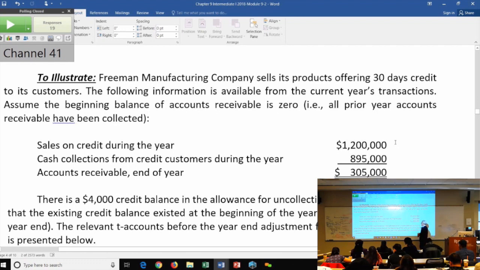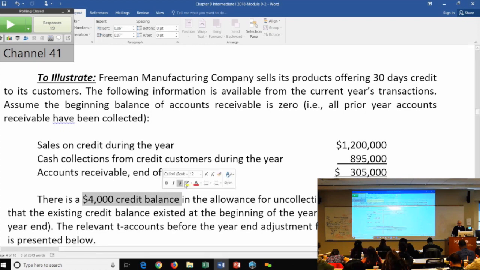Information you have during the year is that we started off with no receivables. We've got credit sales of 1.2 million. We've collected 895, and we have accounts receivable at the end of the year of 305. The allowance for bad debts, the unadjusted amount from the prior year, is 4,000. So I'm telling you that there is an existing, one of the most important pieces of information here, credit balance of 4,000.